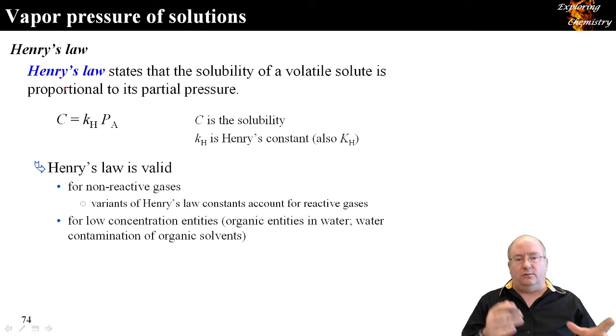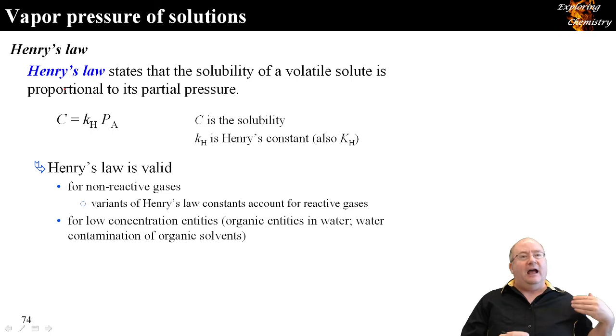We're going to give you the Henry's law constants. It'll be either a table or provided to you. Just look at the units to figure out what the units of the solubility are and what the units of the pressure are. If the Henry's law constant is in atmospheres, the pressure that you're going to get out is going to be in atmospheres. That type of idea. So Henry's law is valid for non-reactive gases, and there is a variant that accounts for reactive gases, but in general, it is considered to be only valid for non-reactive gases and for low concentration entities.